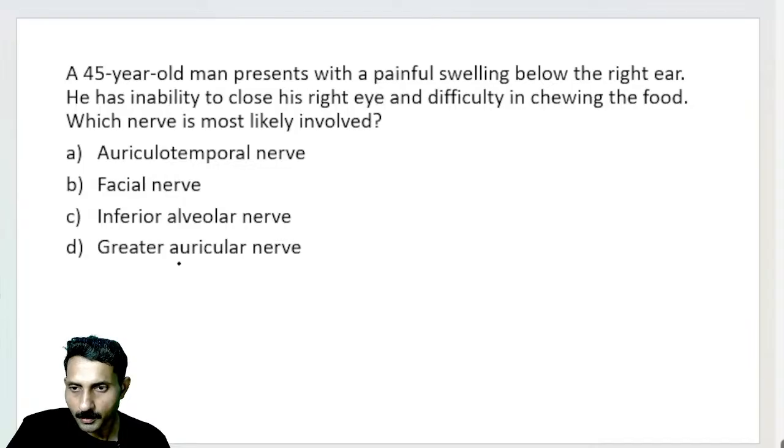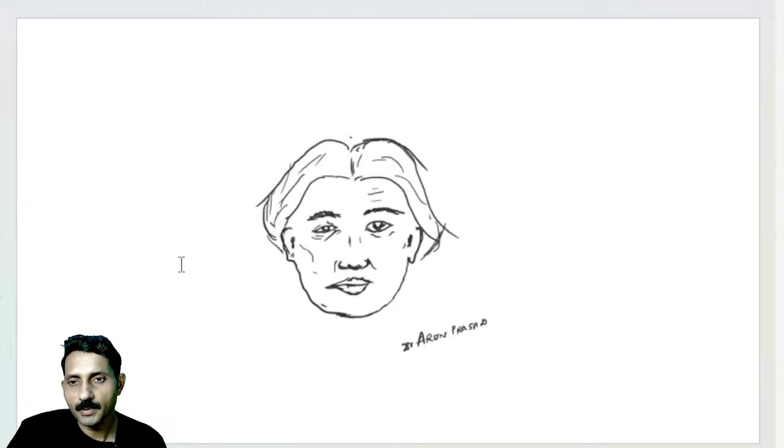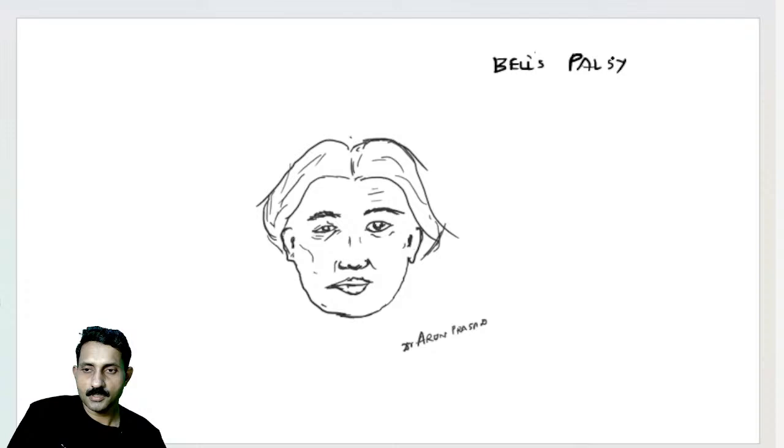There is a nerve called auriculotemporal. Since there is a thing related to the ear, it's the auriculotemporal nerve. Then the facial nerve, it's the 7th cranial nerve. Inferior alveolar, greater auricular. So the auriculotemporal and the greater auricular are all branches of the trigeminal. The facial nerve is a separate nerve, the 7th cranial nerve. Now, facial nerve, a commonly given palsy, is called facial nerve palsy. What is facial nerve palsy? It is called Bell's palsy. I've just drawn a schematic diagram for Bell's palsy. Bell is the name of the surgeon or physician who described this condition.